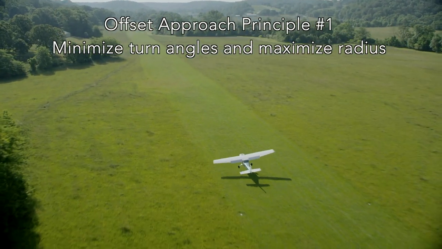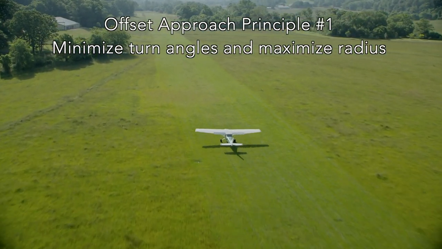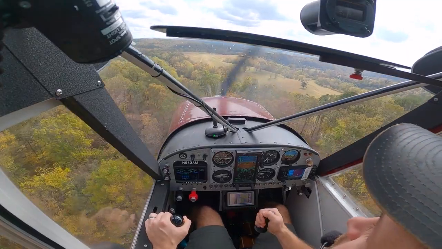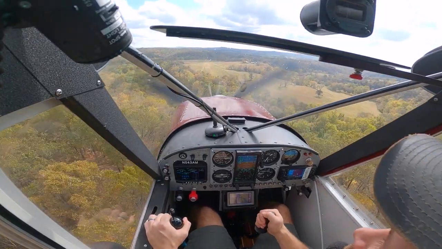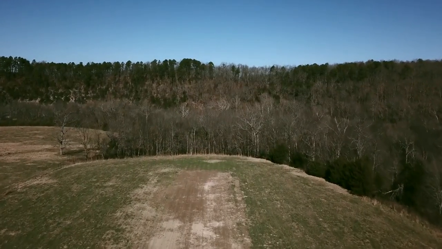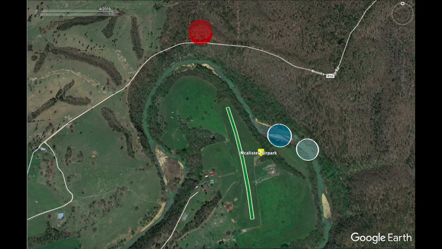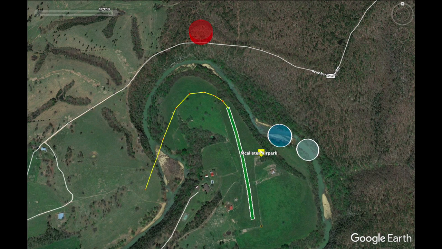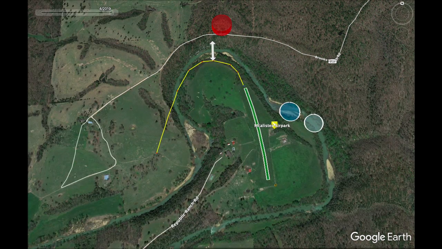So let's take this concept out to McAllister's Air Park and put it to work. The more challenging direction to land at McAllister's is southbound, since you have to either go over the top of or inside of a bluff line along the river. One of the most common errors I see at this particular airstrip is a tendency to stay way too far from the bluff line and force a very tight radius 180. It's better in this situation to fly closer to the terrain and by doing so, widen your turn radius and reduce the amount of bank required.